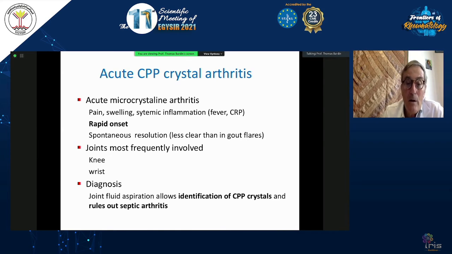The pain and swelling have their highest level within 24 hours. And the spontaneous resolution, which is very characteristic of gout, is less clear in CPP arthritis, as these tend to last for longer and become subacute or even chronic in a number of patients. As you know, the two joints more frequently involved are the knee and wrist, but any joint can be involved.